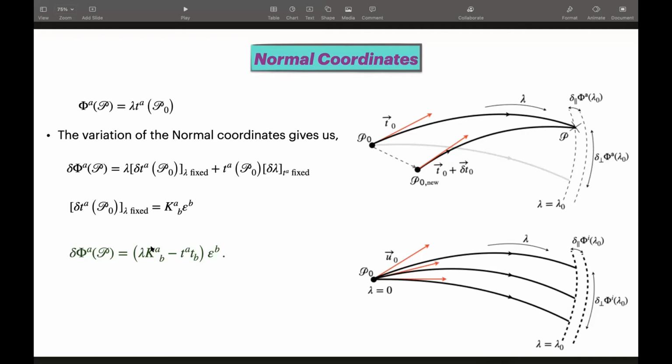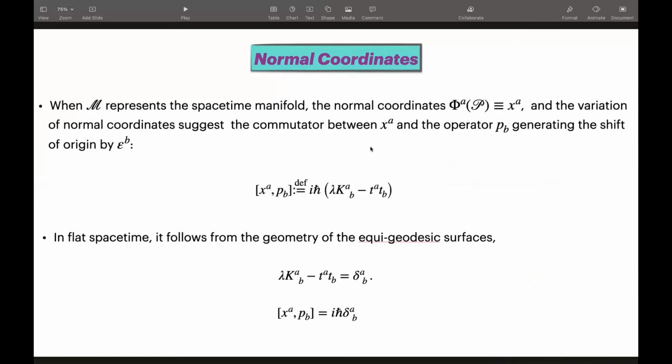So finally we will get the change in the normal coordinate in the following way. This term is going to give you the TATV, and epsilon B is a shift, that is, we are going to change the base point or some field point. When M represents the space-time manifold, the normal coordinate becomes this.